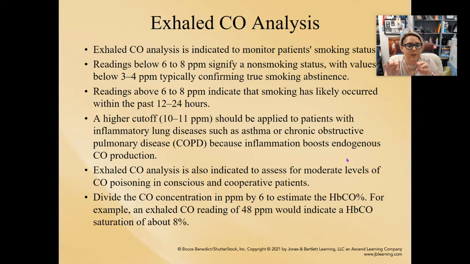So we look at this, okay, based on if we were trying to do pulmonary rehab with a patient or we were doing smoking cessation. So you might have a question about this. If they had an exhaled CO below this and they've been trying to stay abstinent from smoking, and then all of a sudden it starts reading above that, and they were doing pulmonary rehab or smoking cessation, and in the last 12 to 24 hours it occurred above that, then you know that they are smoking again. So a higher cutoff of 10 to 11 parts per million should be applied to patients with inflammatory lung diseases such as asthma or COPD, because inflammation boosts endogenous CO production.